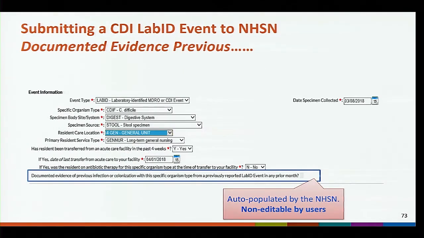Okay. And then the last question on here, it says documented evidence of previous infection or colonization with a specific organism. You can ignore that. It's grayed out in the application, and I don't even think it's included on the form because this is something that our analysts look at behind the scenes, and it auto-populates behind the scenes. So you can ignore this question. It's not even pertinent to C. difficile. It's really pertinent to MDROs. But it is non-editable. You cannot edit this. Even if you don't agree with what it says, yes or no, you cannot edit this.